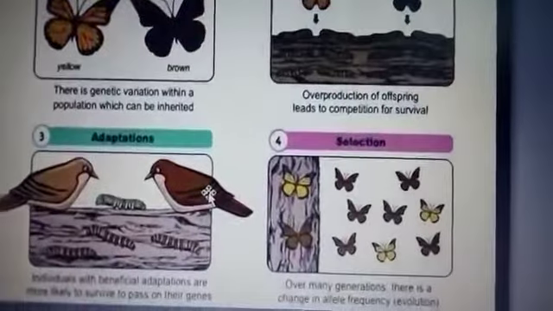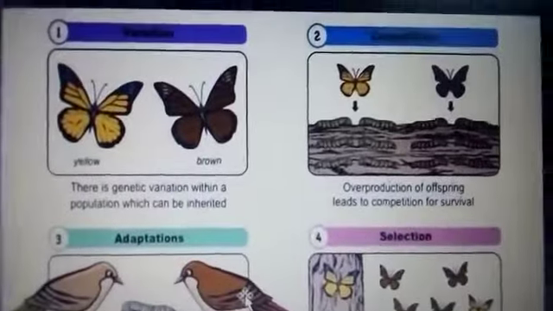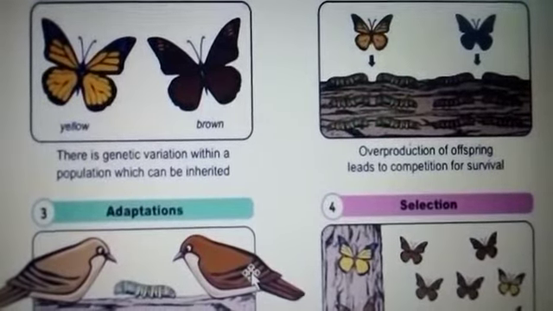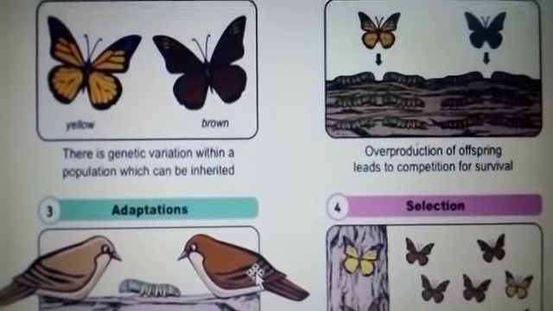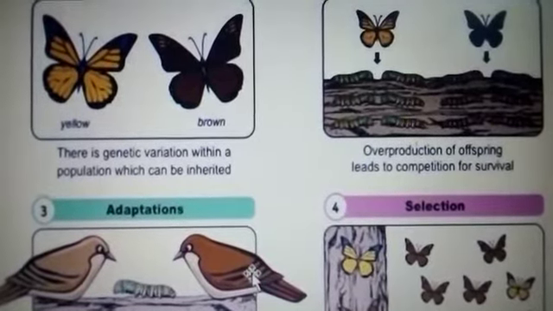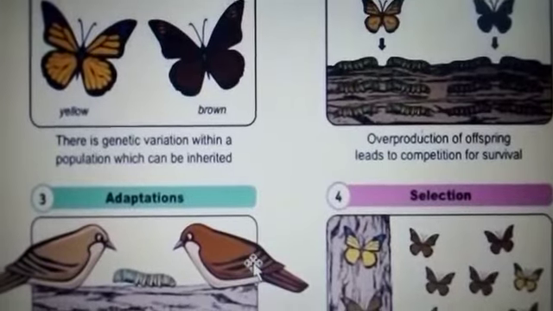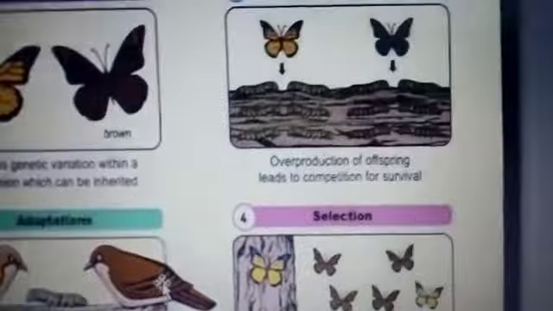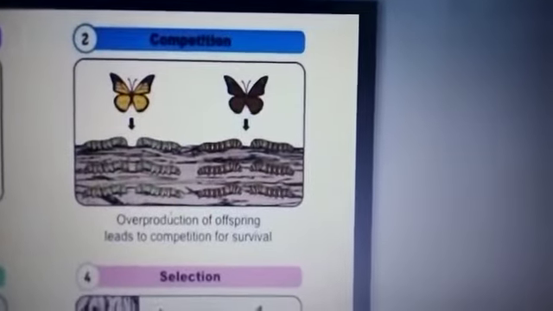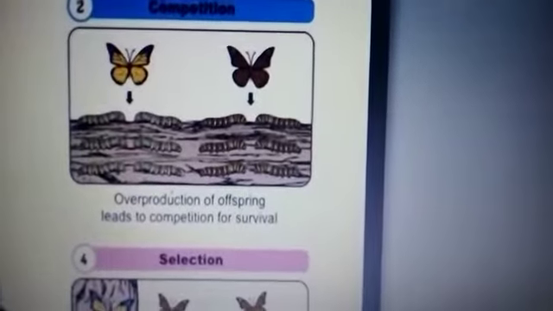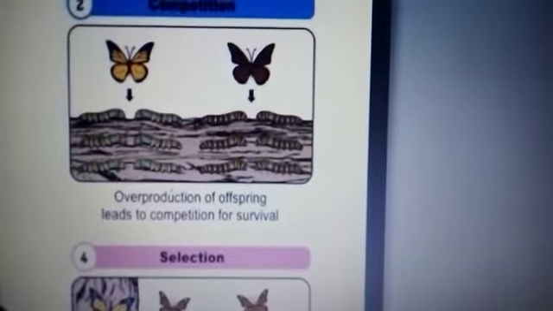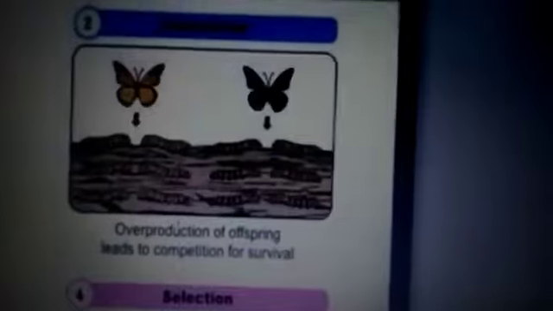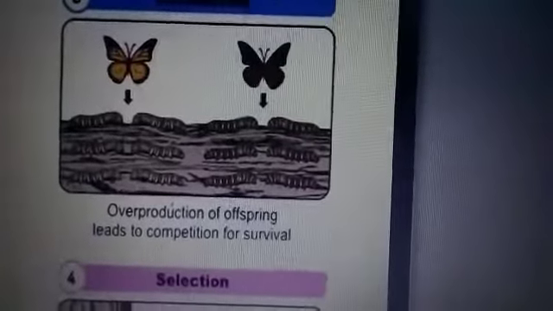And here you can see the first one, variation, two different types of butterflies. The first one is yellow and the second one is brown. This is an example of genetic variation. This genetic variation within a population can be inherited. Then number two, you can see how the competition comes. Overproduction of offspring leads to competition for survival. The yellow one produces its offspring and the brown one produces its offspring.